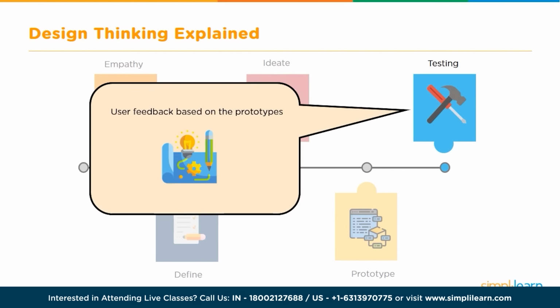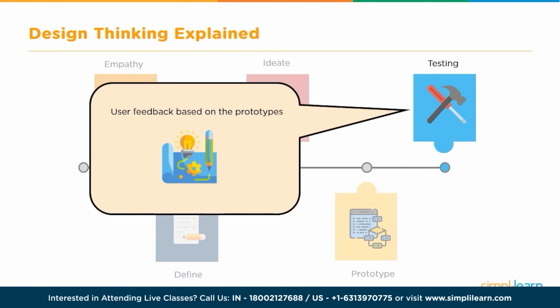Finally comes testing. This stage gives importance to user feedback based on the prototypes we have created. Basically, in this stage, the user's feedback on the prototype stage is considered and improvements are made. That was all about the 5 stages in the design thinking process.